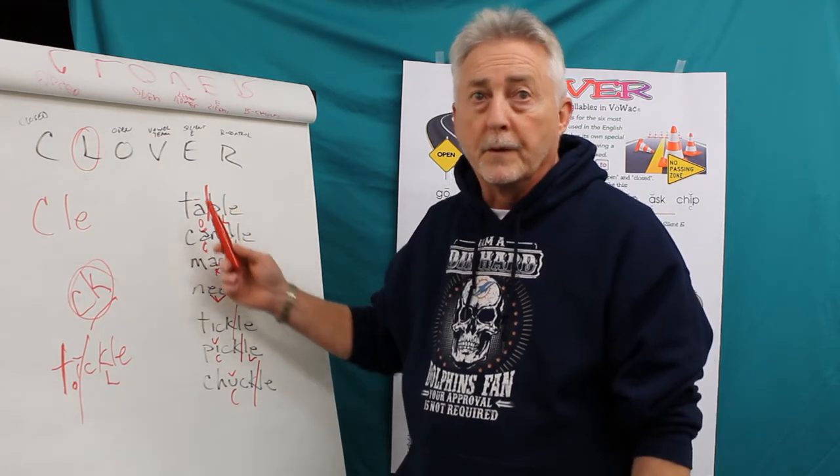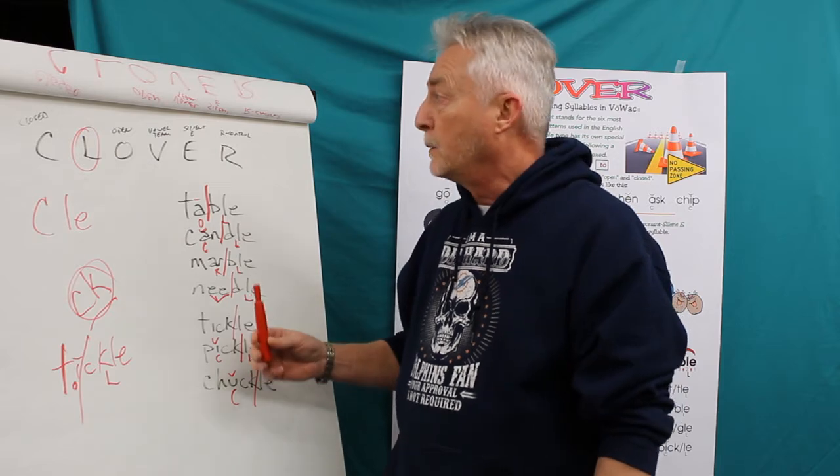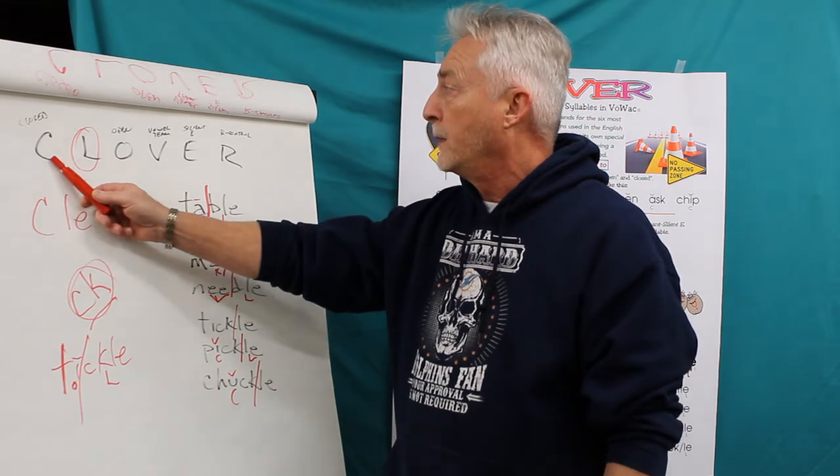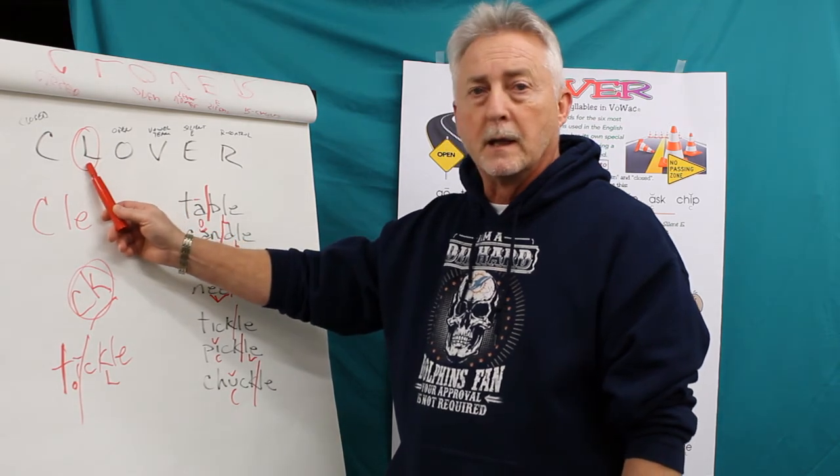Practice it. These are the 6 most commonly used vowel patterns in the English language. Again, we teach them in the order and frequency in which they're used as the language is developed. This is the last one.